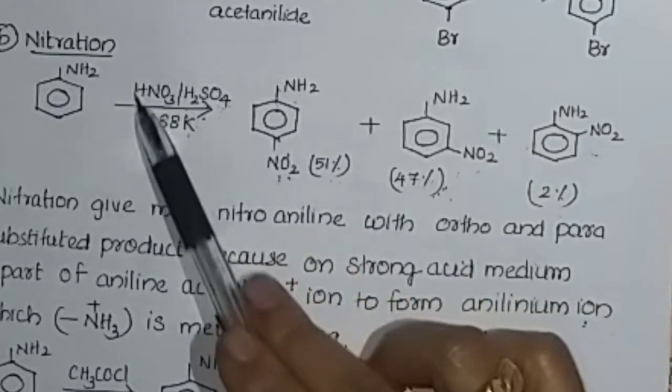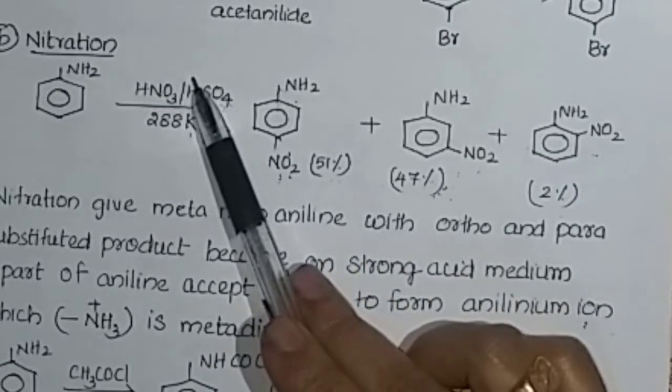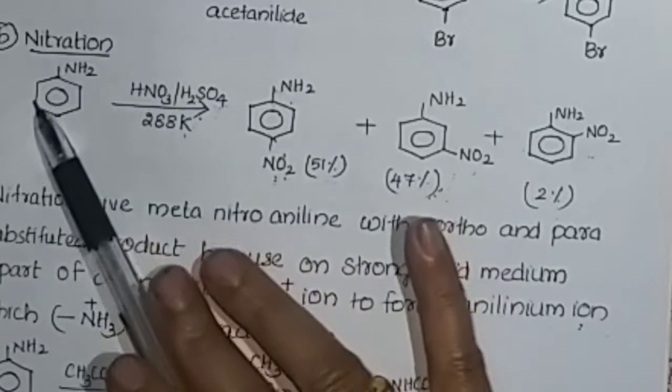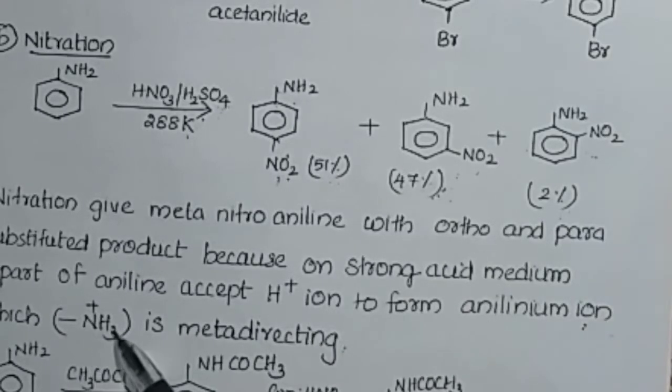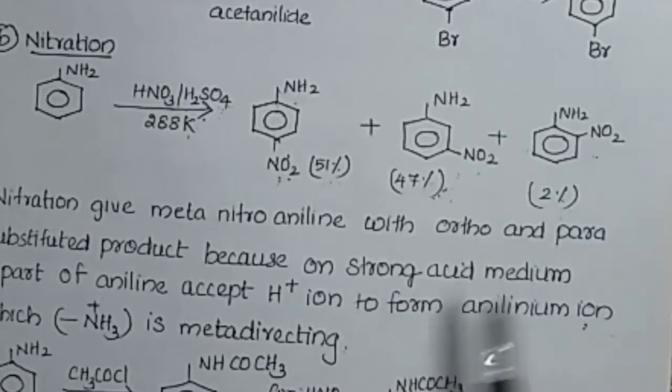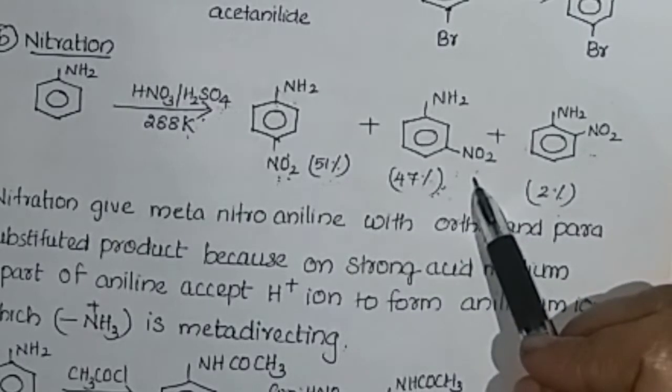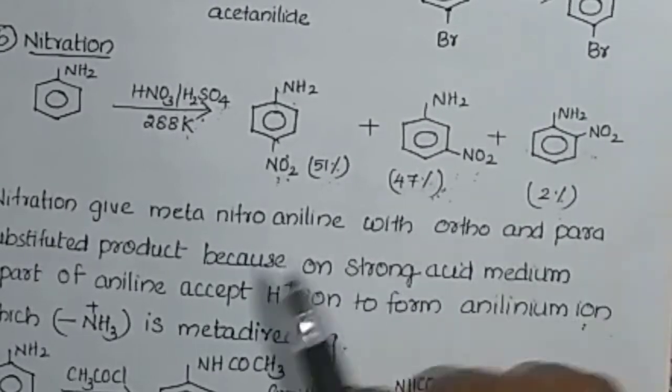The strongly acidic medium releases H plus ions. These H plus ions are accepted by aniline to form the anilinium ion, which is meta directing. The anilinium ion consists of the NH3 plus group. This is a meta directing group, so we get the meta substituted product also.